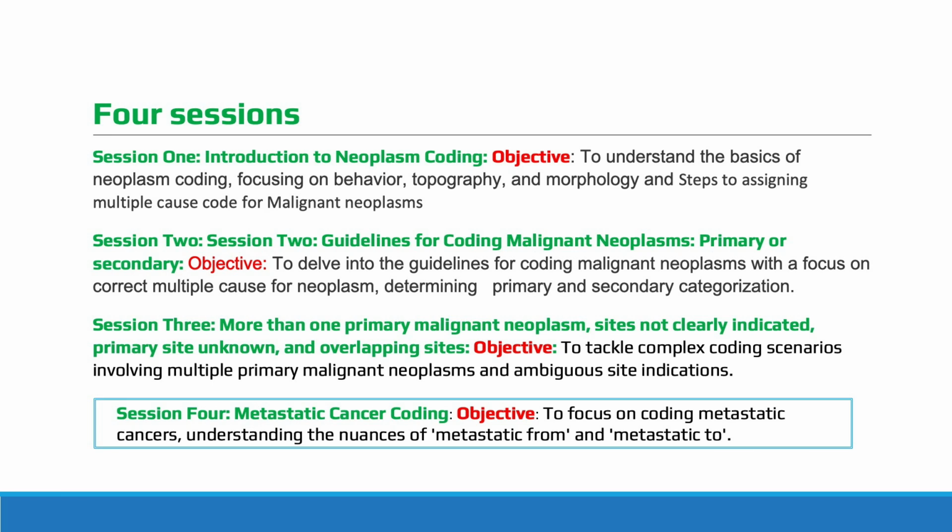The third session tackled some of the most challenging aspects of neoplasm coding. It addressed scenarios involving multiple primary malignant neoplasms, situations where the site of neoplasm is not clearly indicated, instances where the primary site is unknown, and the complexities of coding overlapping sites. The program culminates in session 4, which is dedicated to the intricacies of metastatic cancer coding. This final session delves into the subtle but critical distinction between metastatic from and metastatic to classifications.